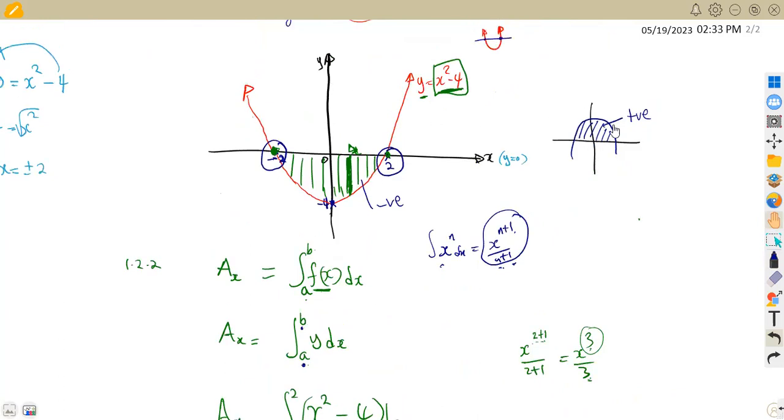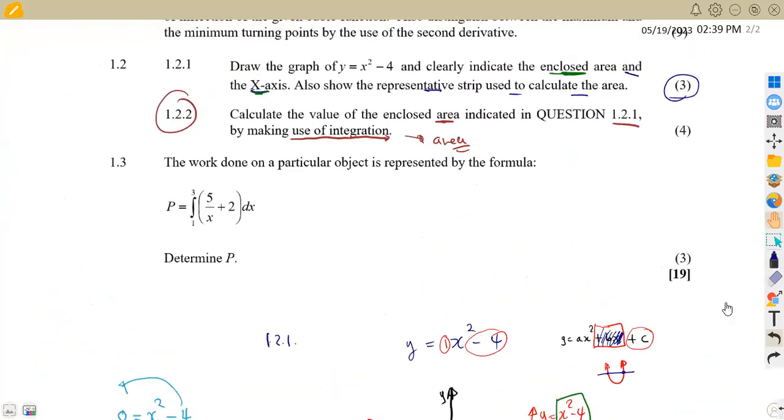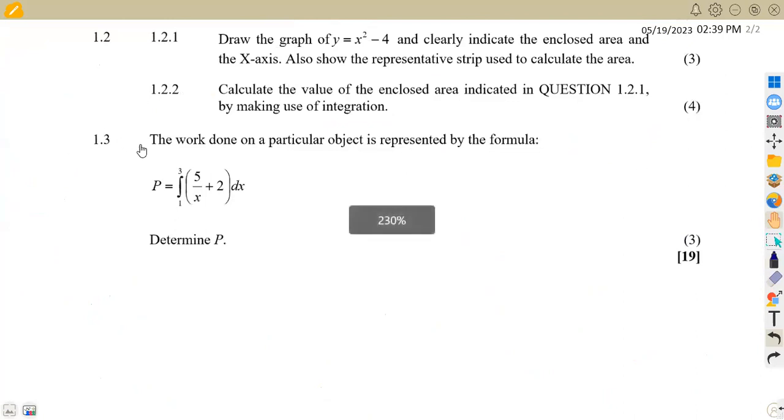If it is above the x-axis like this one, your answer is automatically positive. But below, your answer is negative, but you use the positive in your final answer. So with this idea, guys, you can determine any particular area that you're given. All right, so let's check the other part of the question.